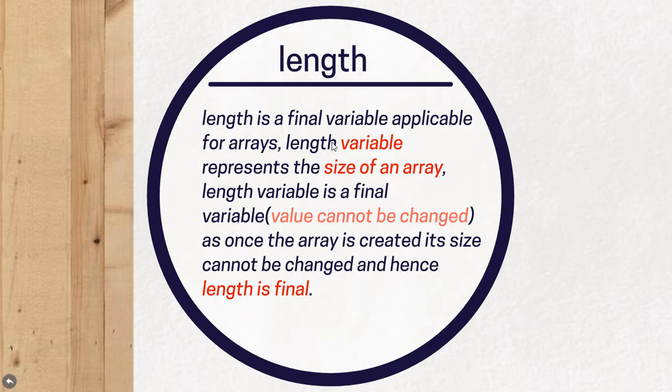And why is it so? Because length represents the size of an array, and we know that once we create an array, its size is fixed. As we have already studied, an array is an indexed collection of a fixed number of homogeneous data elements. So once the array is created, its size is fixed, and since length variable gives us the size of the array, it is a final variable.